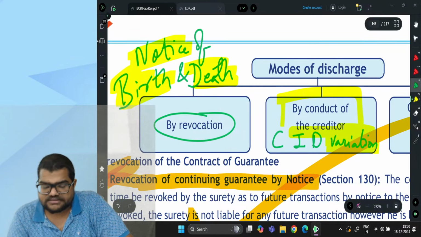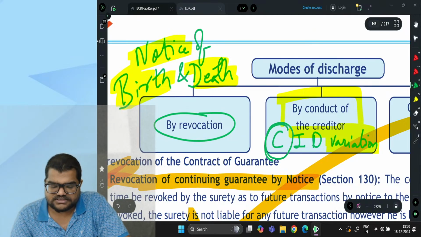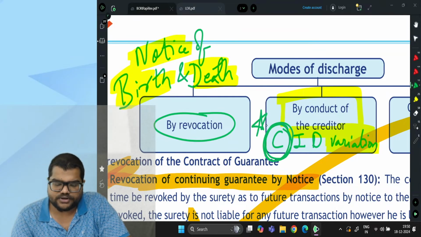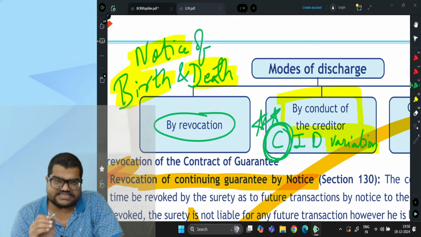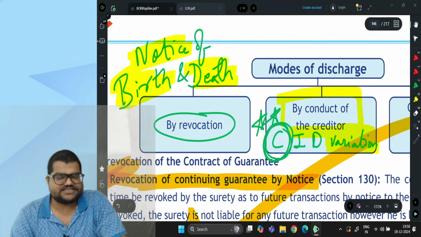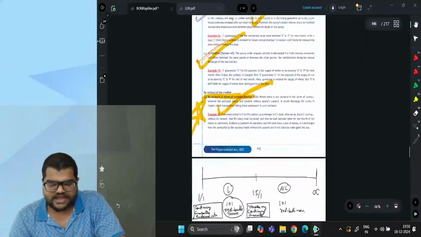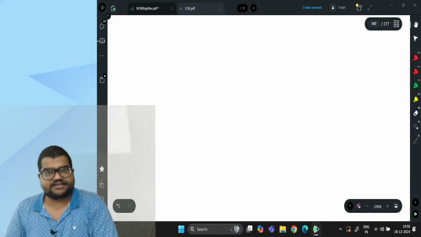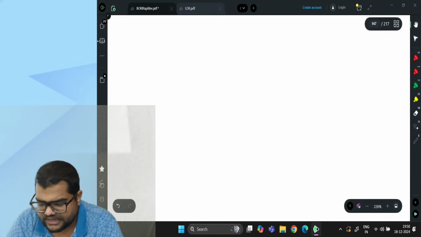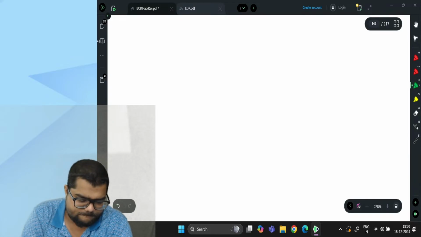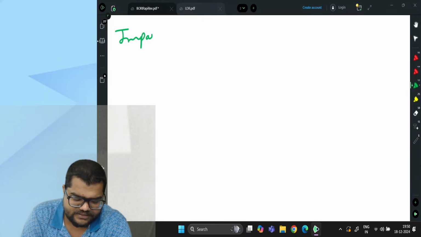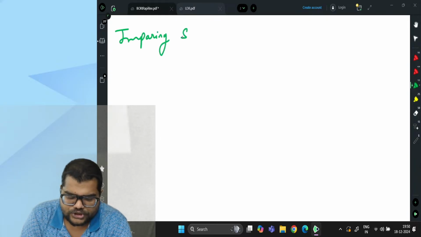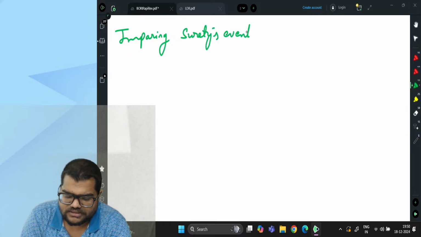Amongst these 3 points, this one, C, is difficult and important. I is easy and D is easy. Okay, let's finish up with I and D. Starting with I. I is impairing surety's eventual remedy.